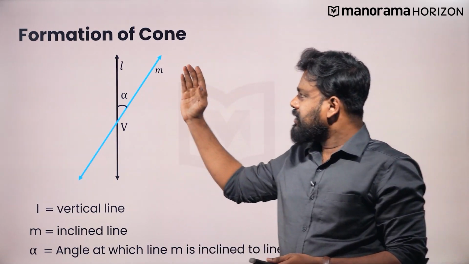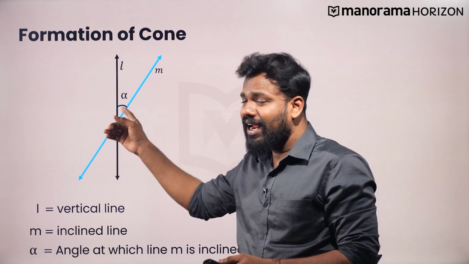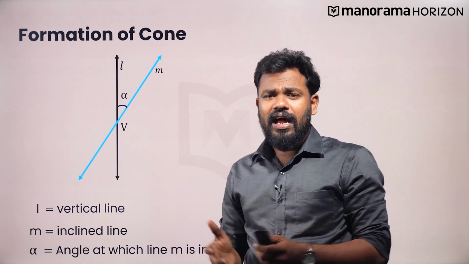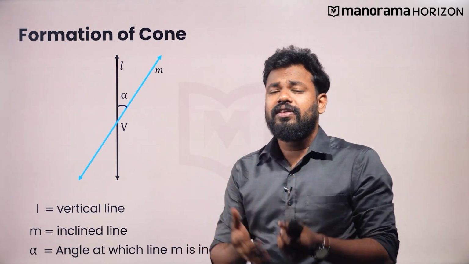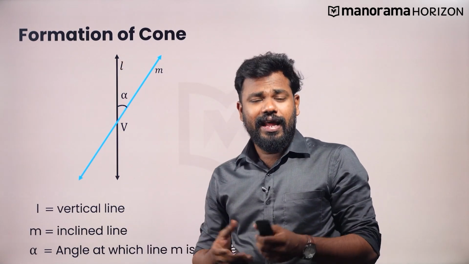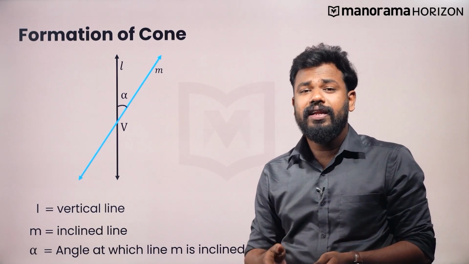Now, if I just rotate this blue line, keeping this angle alpha, what will be the shape that I'll get here? Now, that will be quite interesting, right? Because you can even try that out. You can take a paper, you can take one line L and then another one M, and if you try to rotate it, you might get a shape which looks like that of a cone.